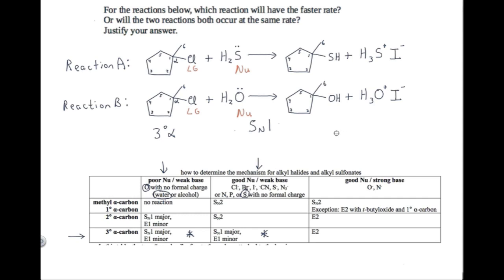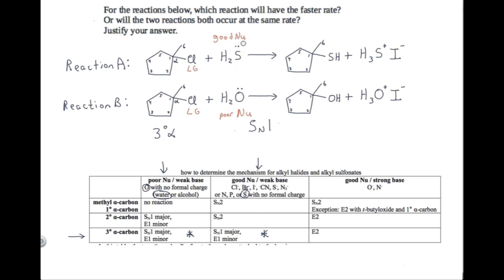All right, now we have to look for some difference between these two reactions. It doesn't help to compare the leaving groups because the leaving groups are the same. It doesn't help to compare the alpha carbons because the alpha carbons are the same. They're both tertiary. We have to compare the nucleophiles. And we know that this neutral sulfur is a good nucleophile. Neutral sulfur is in this middle column for a good nucleophile, whereas the neutral oxygen in water is in this left-hand column, and we've learned that that makes it a poor nucleophile. So our first instinct might be that reaction A will be faster because it has a better nucleophile.